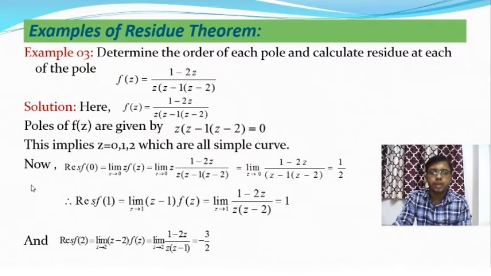So therefore the residue at the pole z is equal to 0 will give half, the residue at the point z is equal to 1 will give 1, and the residue at z is equal to 2, where 2 is a pole of the function, and from this we'll get the value of the function, and it will be minus 3 by 2. Let us move on to the next example.